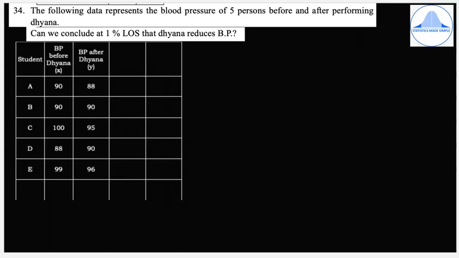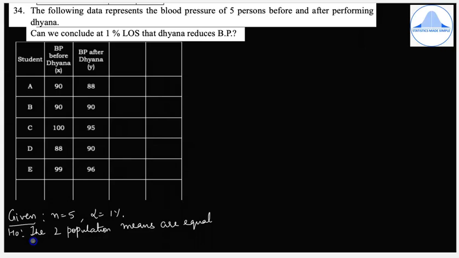So let me start the problem. So first we will write the information which is given. So given n is equal to 5 and alpha is equal to 1%. Next we will write H naught. The two population means are equal, that is mu1 is equal to mu2.